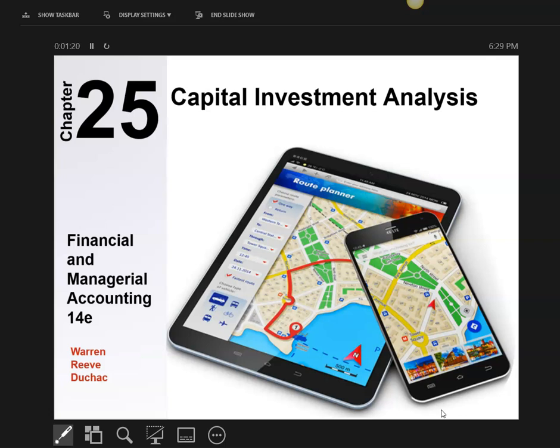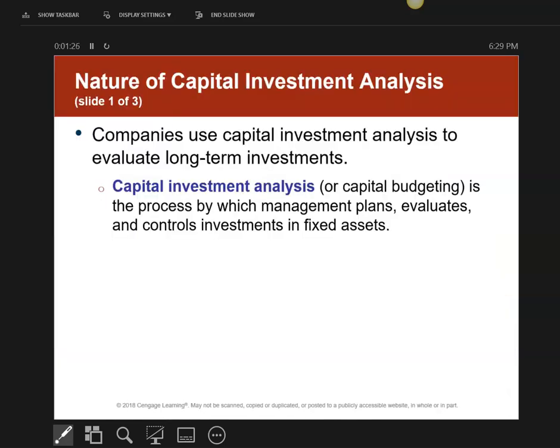This is a short and fairly easy chapter, but pay attention to some of the components we're going to talk about. Capital investment analysis is evaluating what we call long-term investments. Investments can be equipment, a new building, or a new project. Any investment is something that generates more revenue.